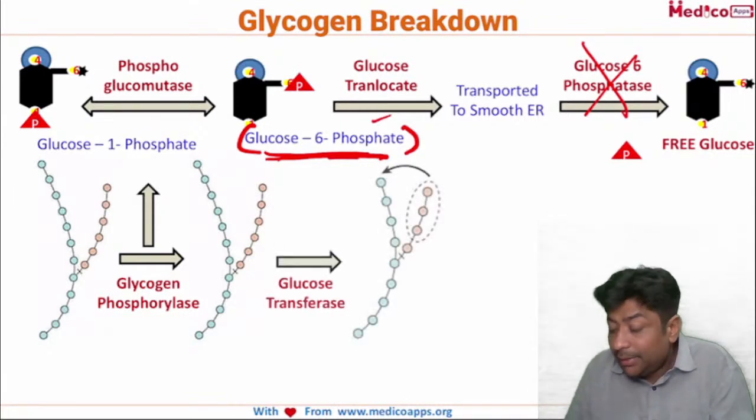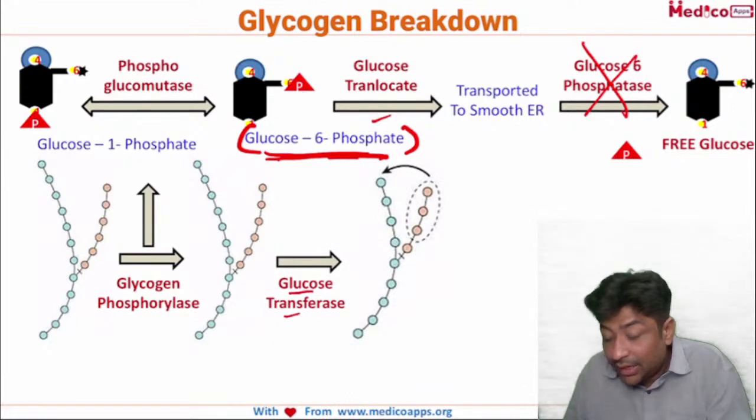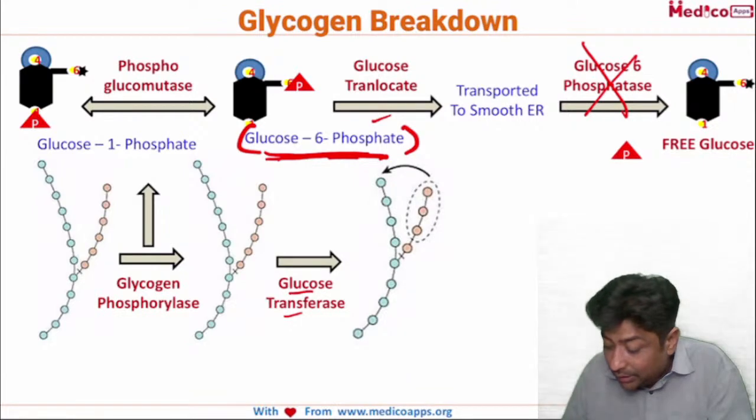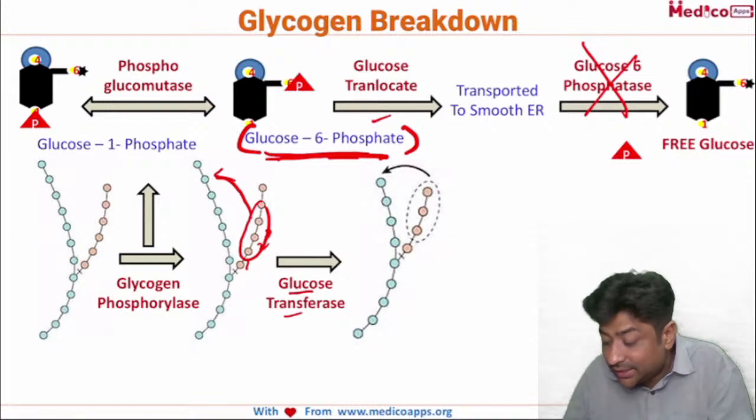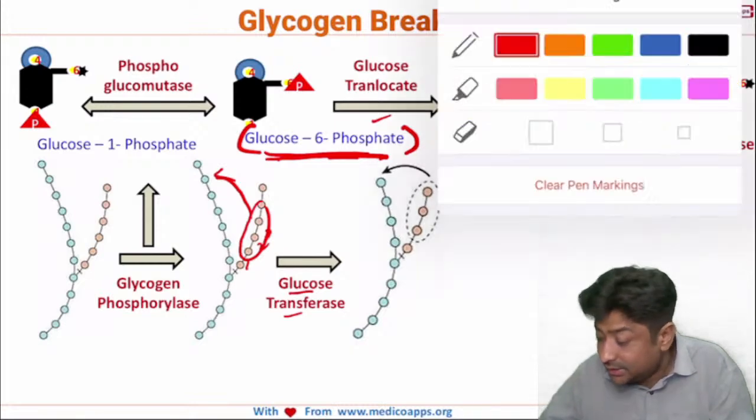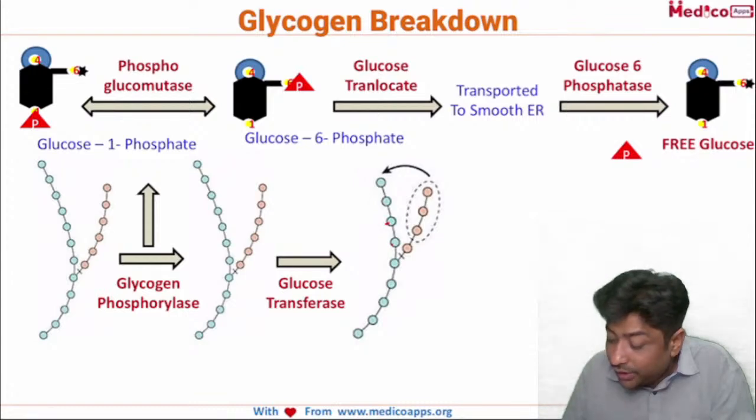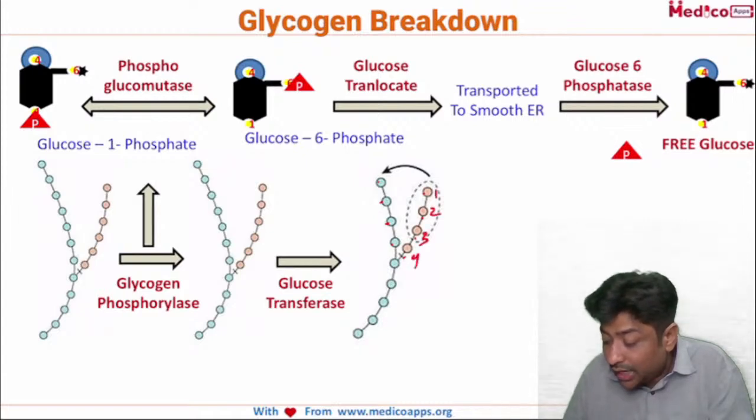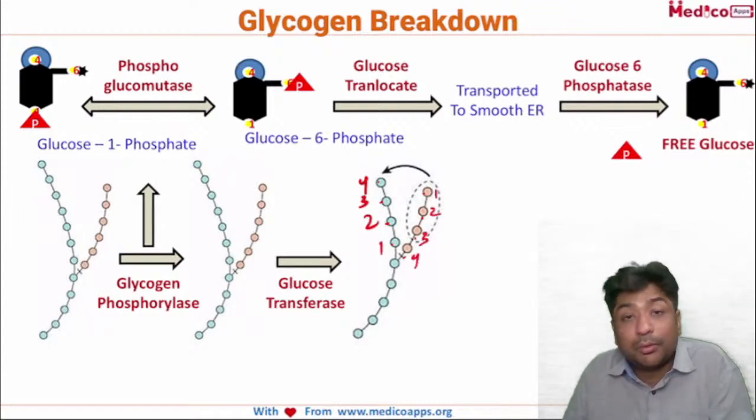Now the debranching enzyme has 2 functions. One is glucose transferase. What it will do is, except for the last residue, the last 3 residues it will transfer to the nearest branch. For example, let's say this is the case. Let's see this case clearly. These 4 residues can no longer be acted upon by glycogen phosphorylase. I told you that the last 4 residues cannot be acted upon by glycogen phosphorylase.